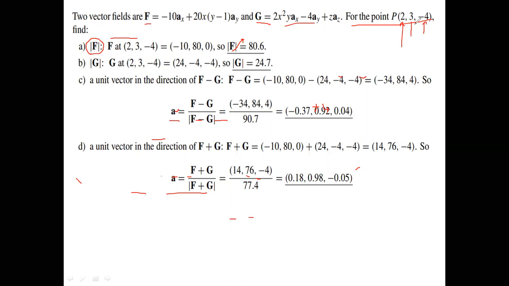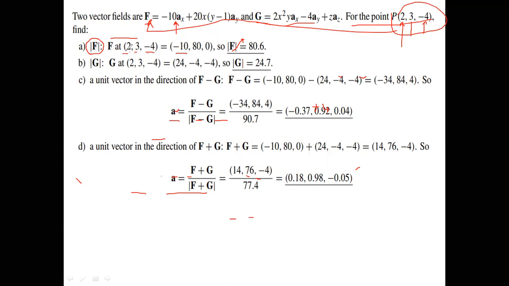So first of all, we have to put these values in f, because we have to find f absolute for this particular point. That is why we have to put 2, 3 and minus 4 in this, against x, against y, and against z. So there is no x over here, so minus 10. Okay, so we have to solve this bracket.